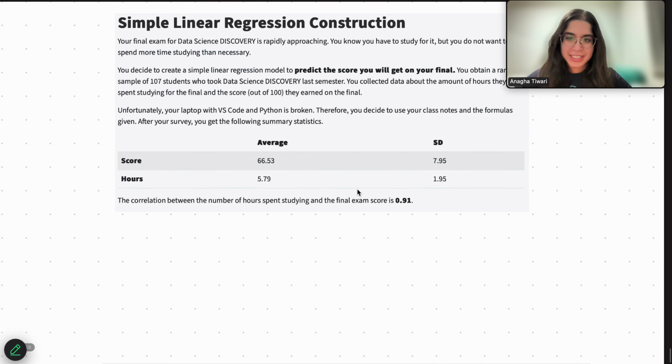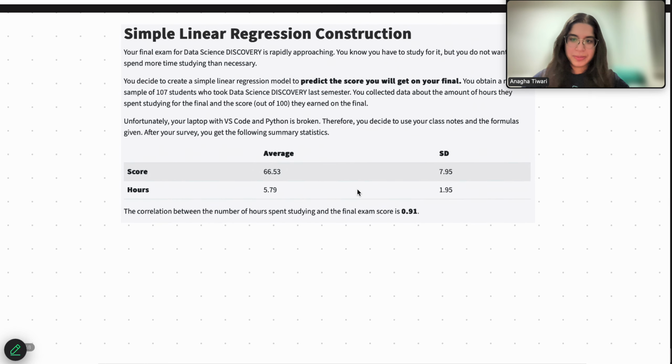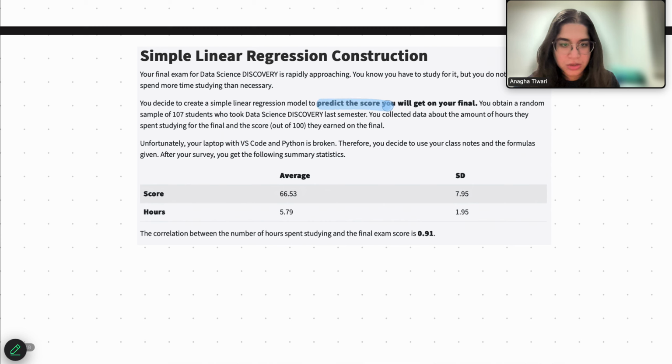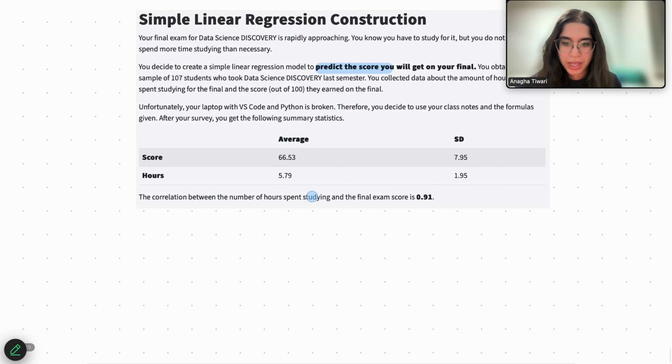I'm part of the Data Science Discovery team, and in this video today we will be doing a question on linear regression. So let's go ahead and get started. Here we decide to create a simple linear regression model to predict the score you will get on your final, right? So what we're predicting here is basically the score. You obtain a random sample of students, you collect data about the amount of hours they spent studying for the final and their score. So this is basically the table you get, right?